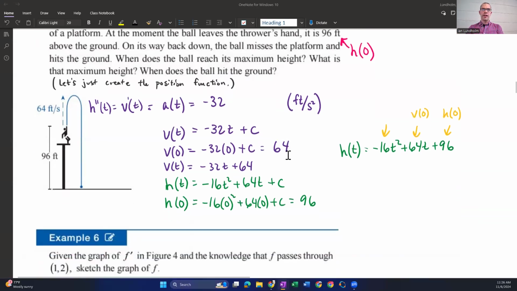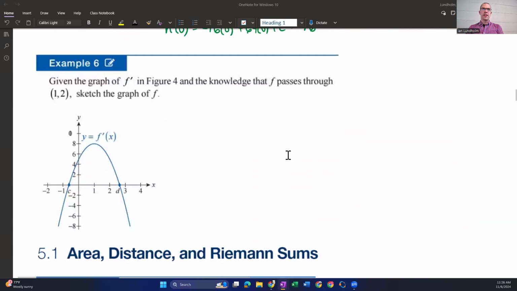We're doing well. Let's see if we can do this one and maybe introduce 5.1 as well, and I think we'll be in a good spot. Example 6. Given the graph of f prime in figure 4 and the knowledge that f passes through the point 1, 2, sketch the graph of f. Okay, so we're looking at f prime, and I know that I've kind of thrown this kind of thing on your homework before and even on the last activity that we did. But it wouldn't hurt to take some time and think through this again.